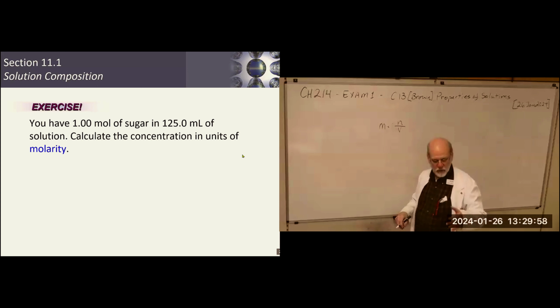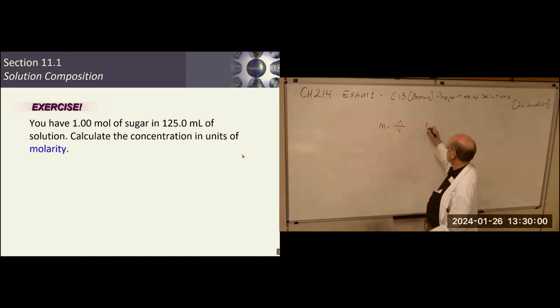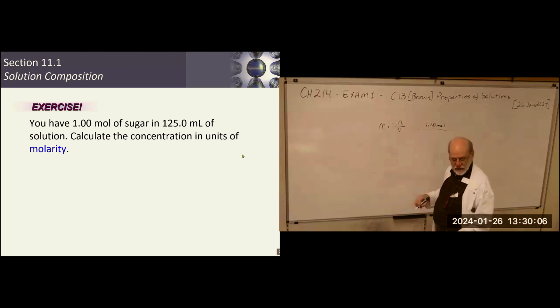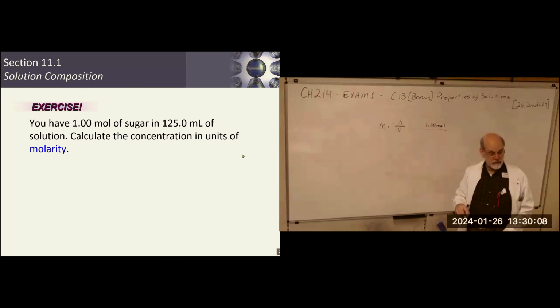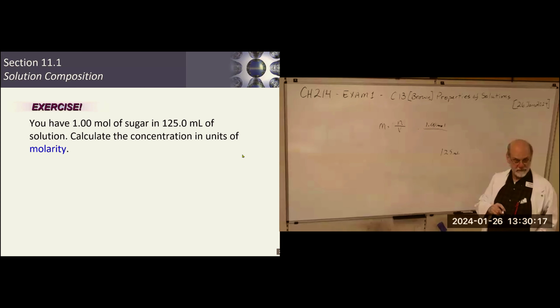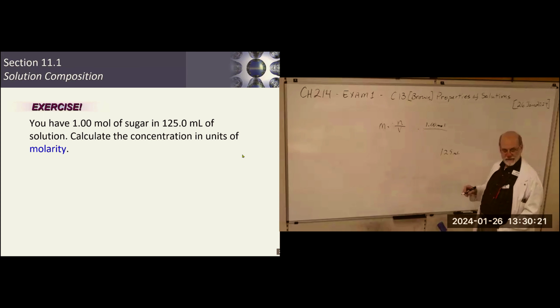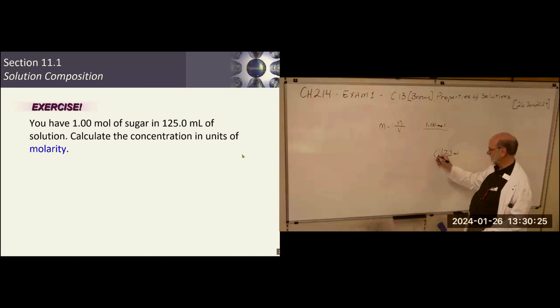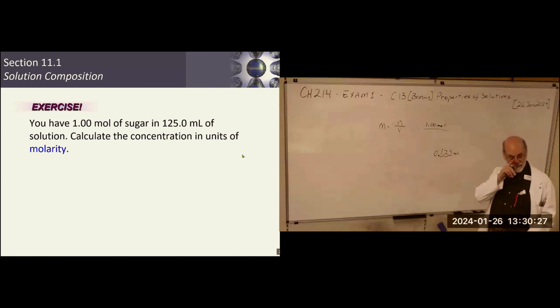So in this case, we have 1 mole of sucrose, I assume, and 125 milliliters of solution. That's not the right unit of measure. 125 milliliters is how many liters? Can you do that in your head? 0.125.